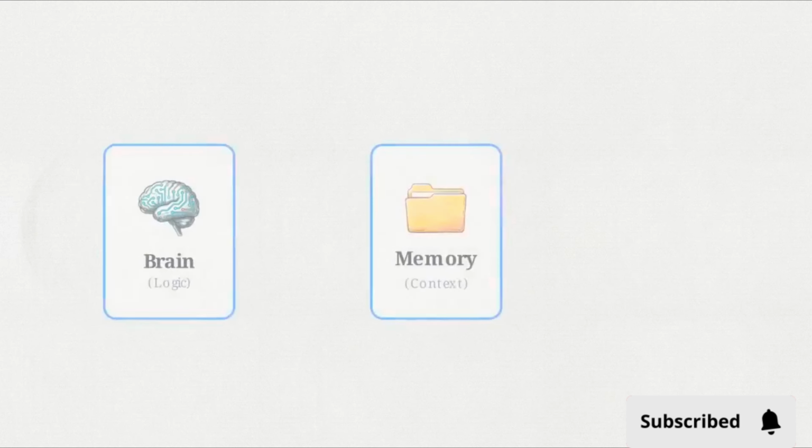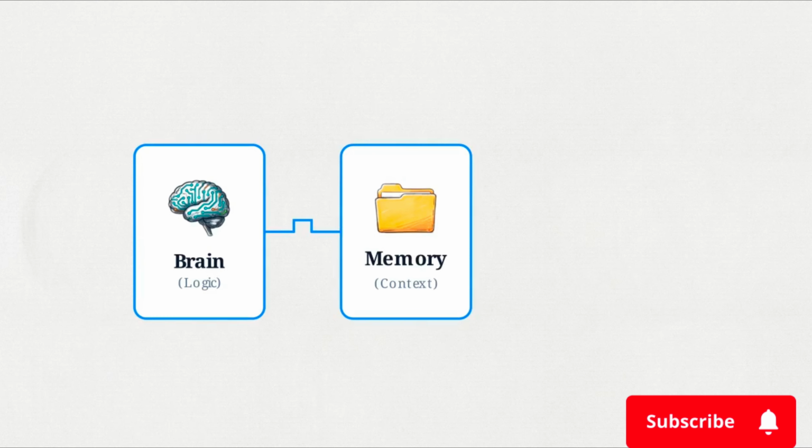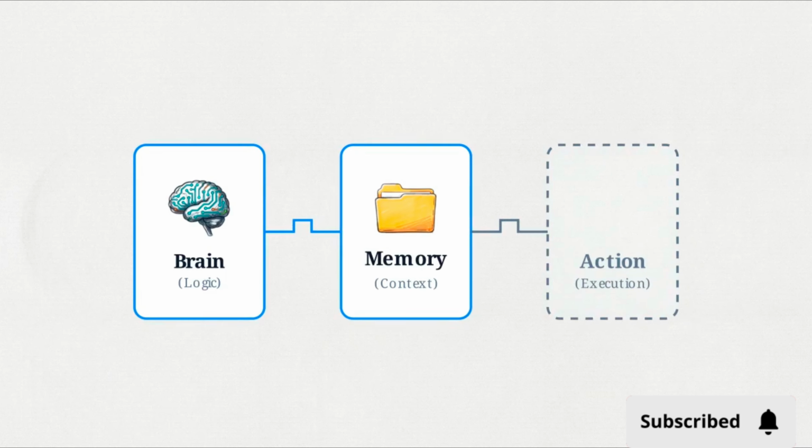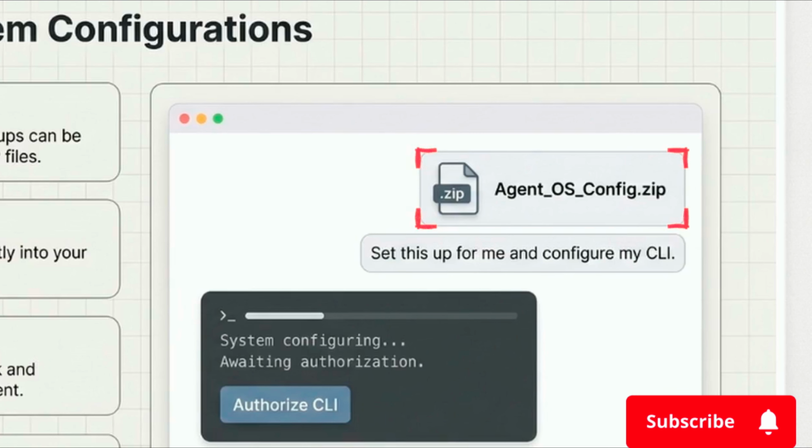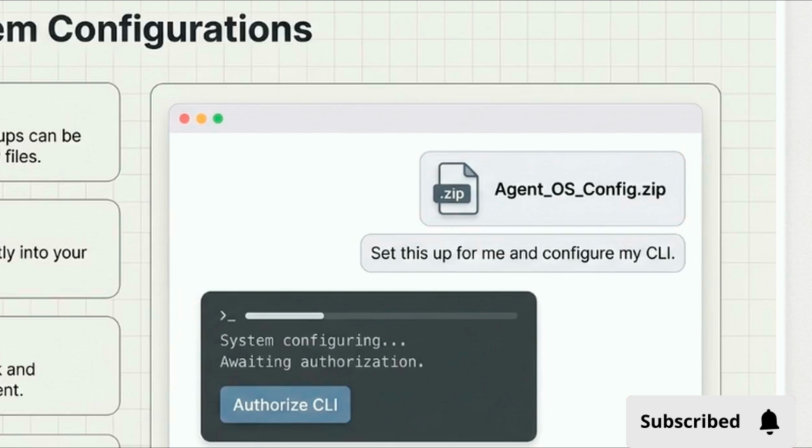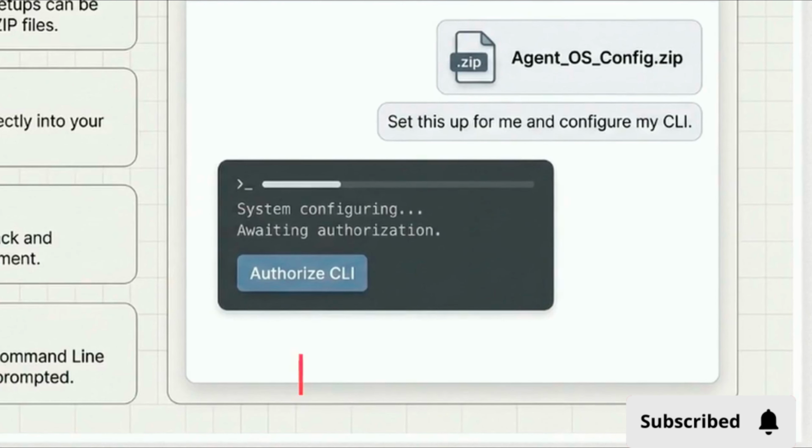Now that your brain and memory are linked, you need to configure the action layer. Building workflows from scratch is tedious, so we will deploy pre-configured systems using simple package uploads. Attach the workflow zip file directly into the AI interface and prompt it to unpack and configure. A terminal window will populate, pausing to display a button requiring you to authorize CLI access.